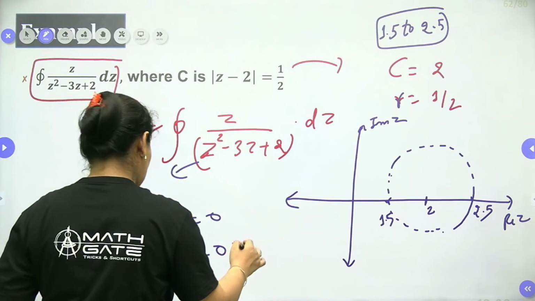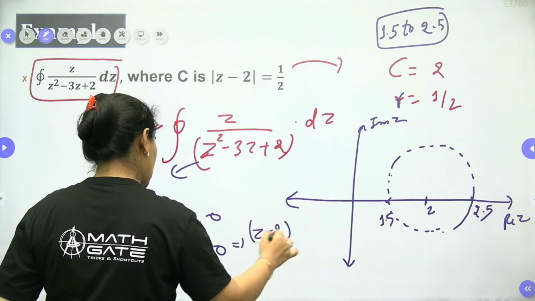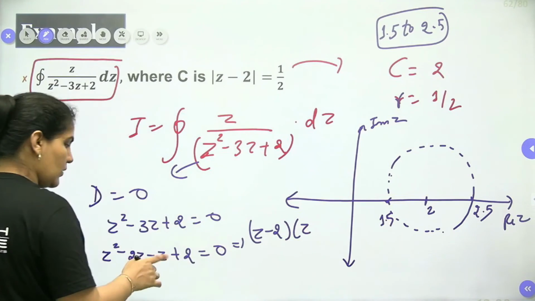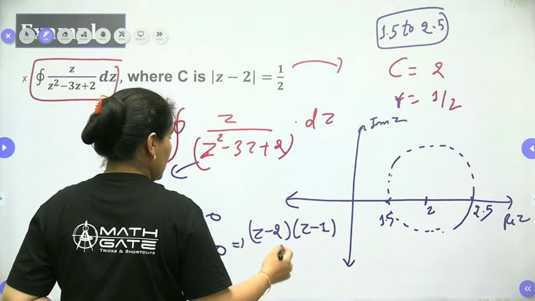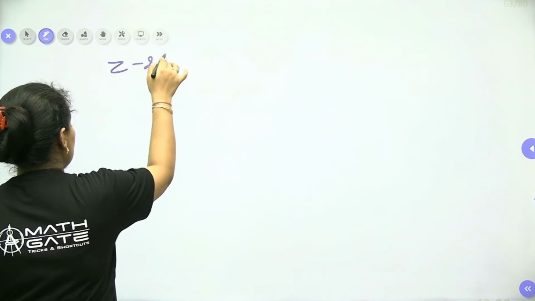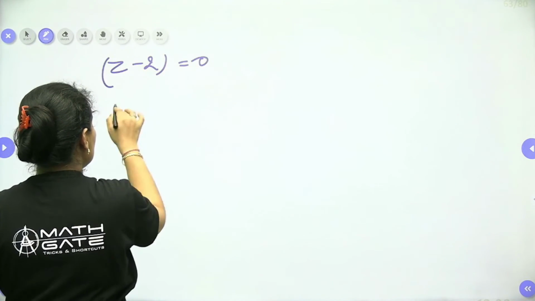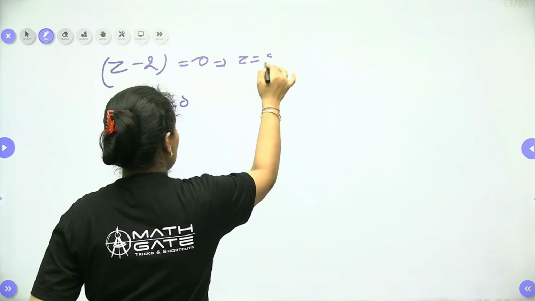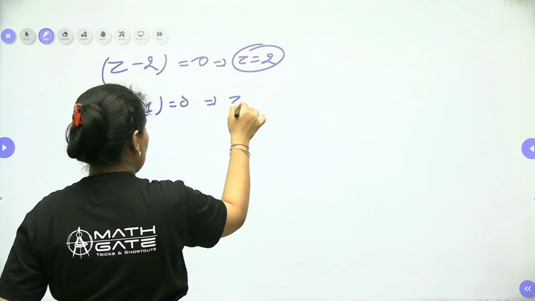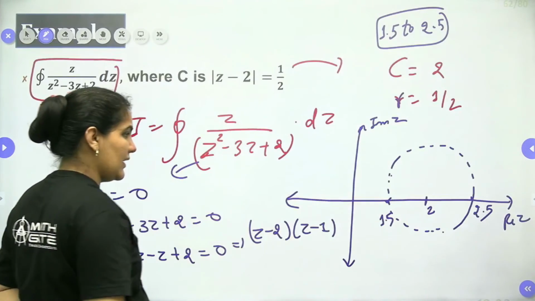So from here we will have the pole z minus 2, and from here we will take minus 1, so it will be z minus 1. Right, so the poles are z minus 2 is equal to 0 and the second one is z minus 1 is equal to 0. So we have z equals 2 and z equals 1. So we can look at here.